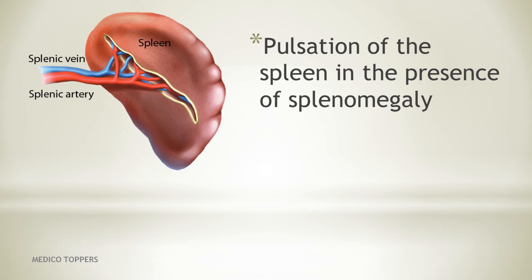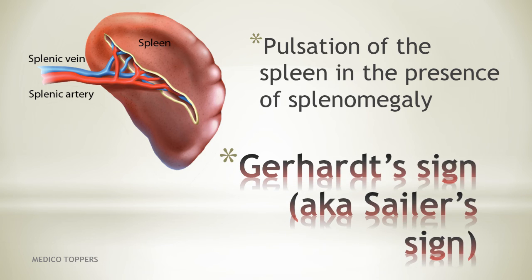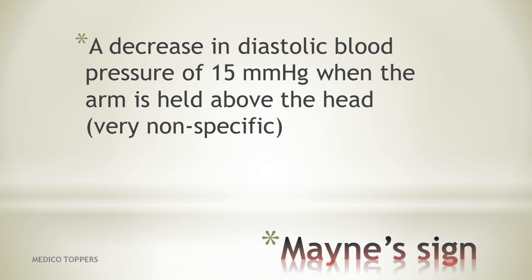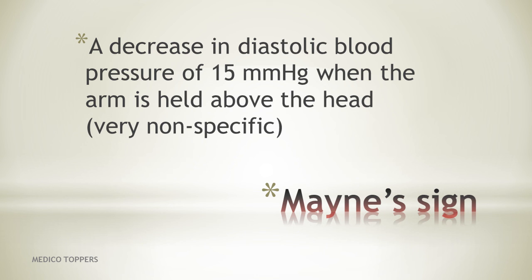Here, pulsation of the spleen in the presence of splenomegaly, what can it be called? It can be called Gerhardt's sign, also known as Sailor's sign. A decrease in diastolic blood pressure of 15 mmHg when the arm is held above the head. This is one of the very non-specific signs for aortic regurgitation. The sensitive one is Hill sign. And this is seen in Mayne's sign.